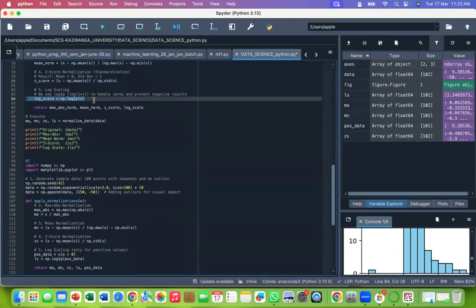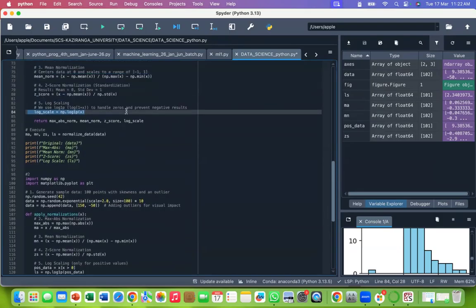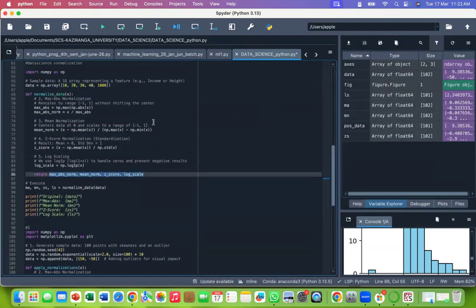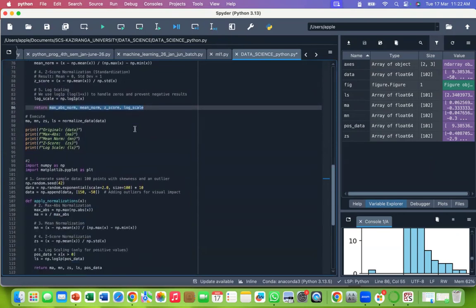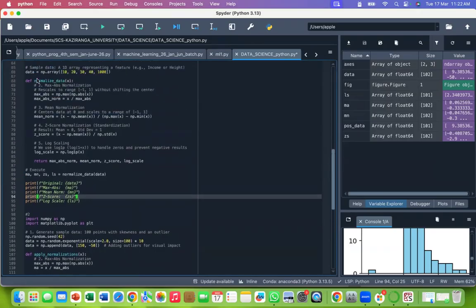Log scale is equal to np.log1p, that is log of 1 plus x, to handle zeros and prevent negative results. Then return max abs, min-max, mean norm, z-score and log scale. So all the normalization techniques are included. Min-max, you already know. Okay, and then we are just printing the values, but first calling the function normalize data we have already defined.